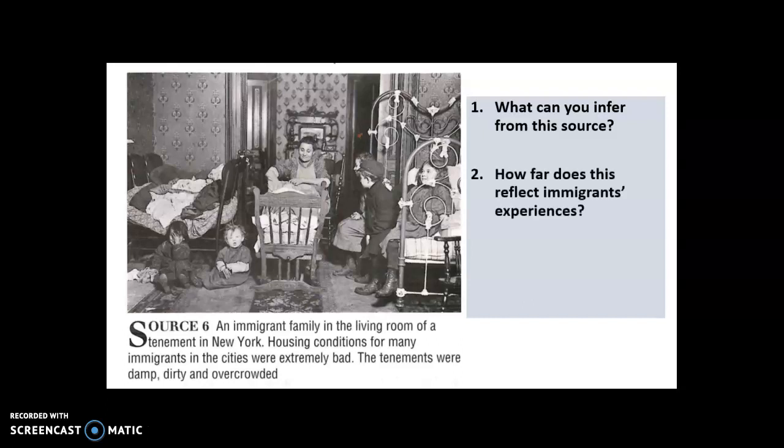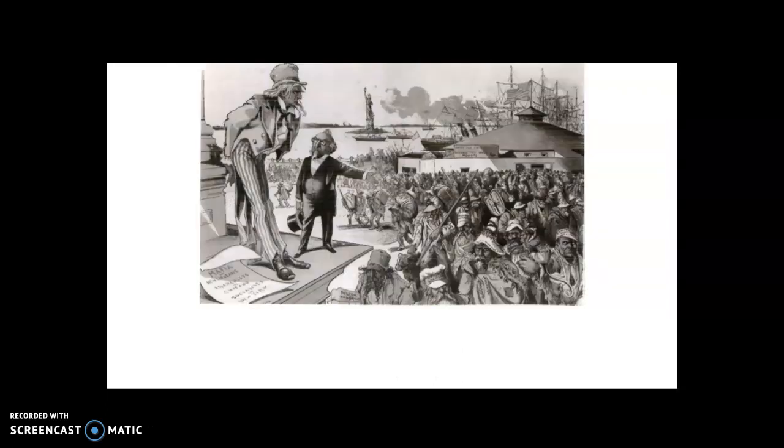So I suppose a couple of questions just to get you thinking, really. How far does this reflect all immigrants' experiences? And the bigger question that we need to engage with today is the impact immigration had on America. A little bit of recap along the way, because I know we've touched upon migration to America in the late 19th, early 20th century already.